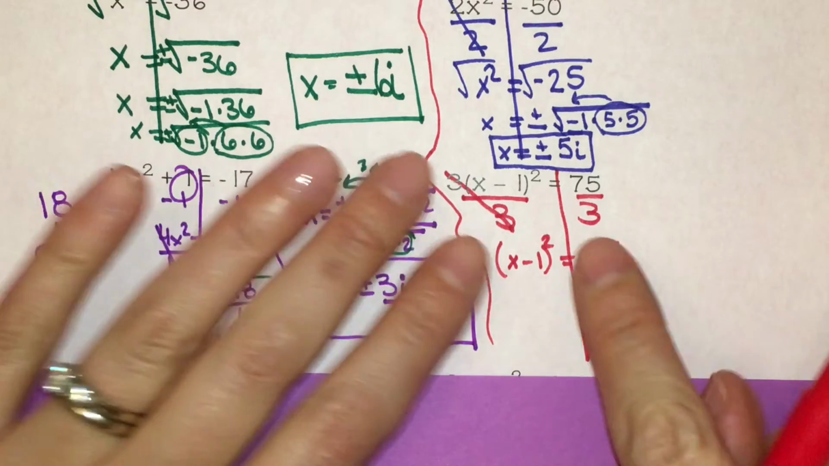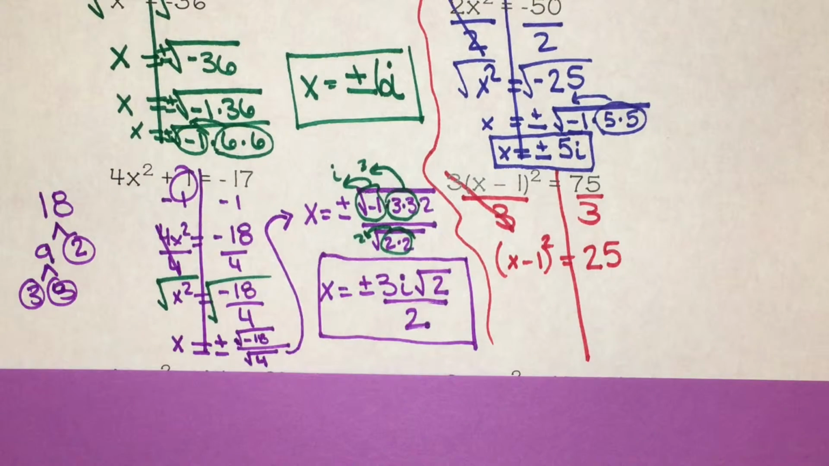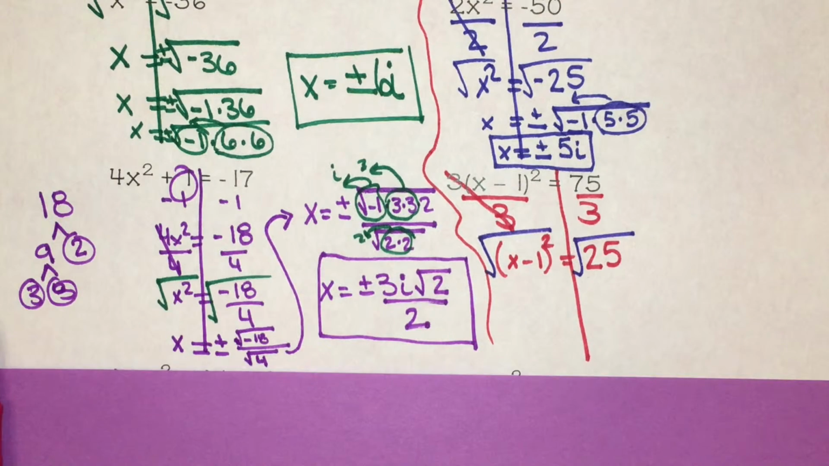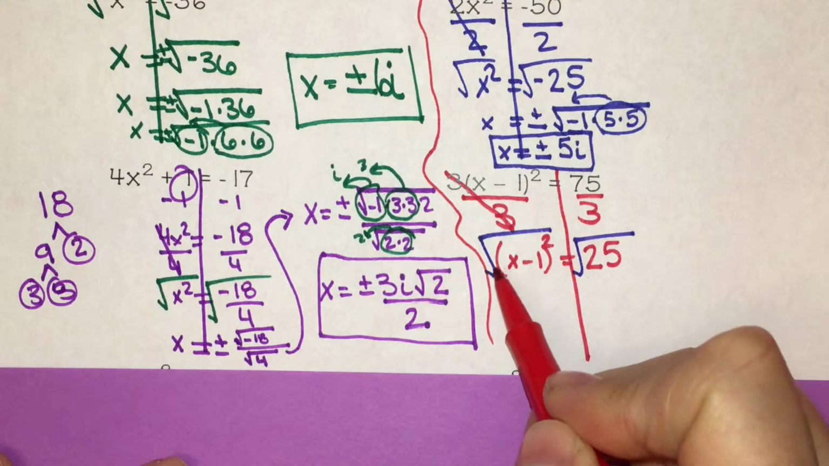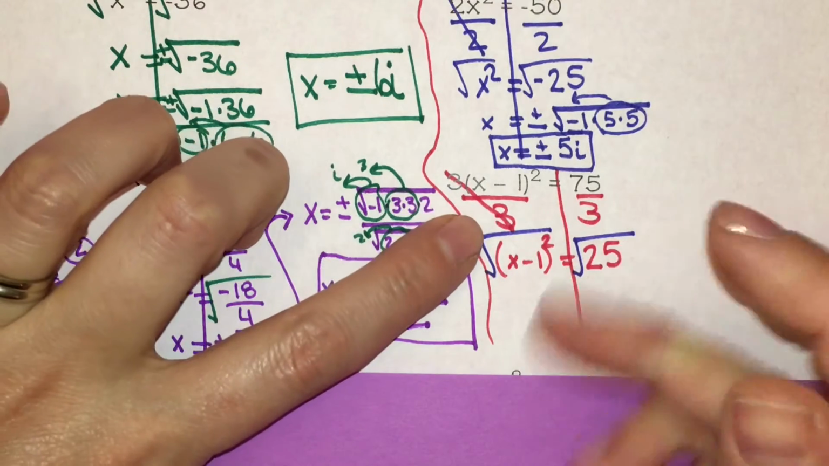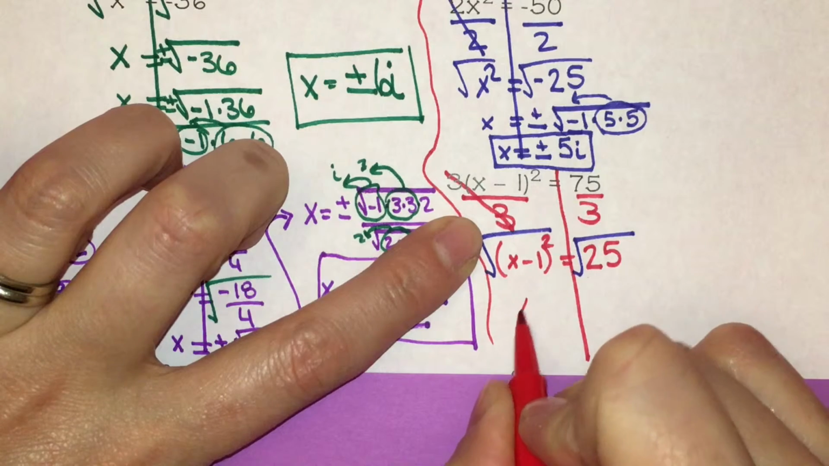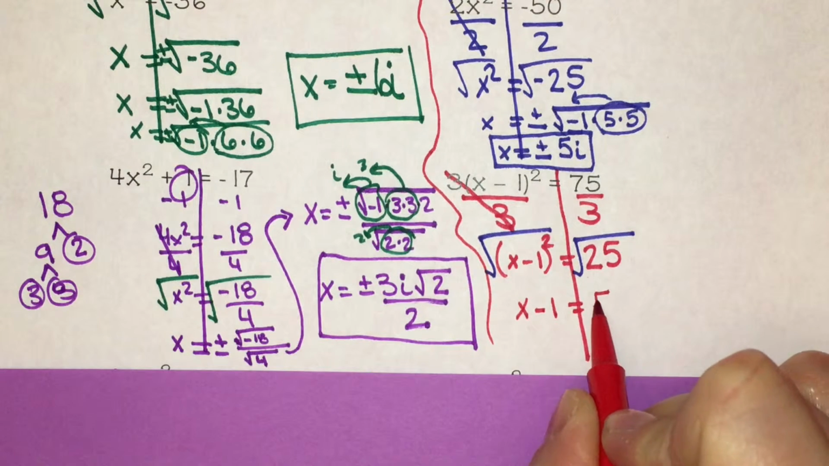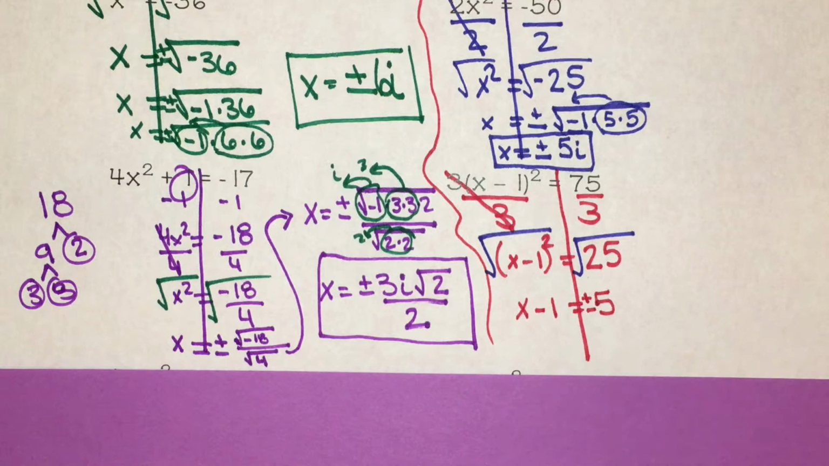All right, at this point, I have my value squared all by itself. Yes, there's something inside that parenthesis, but the whole parenthesis itself is squared. So I'm going to take the square root of both sides. So we have square root of x minus 1 squared. That square root and the squared undo each other. So I'm left with just x minus 1 equals square root of 25 is 5. But it has to be plus or minus 5 because we took the square root of both sides.